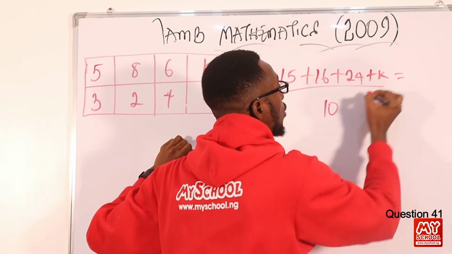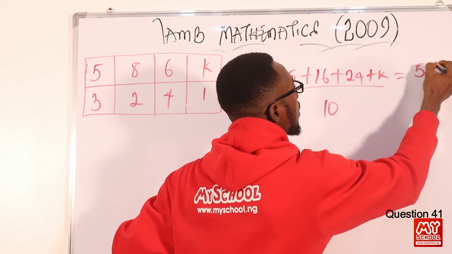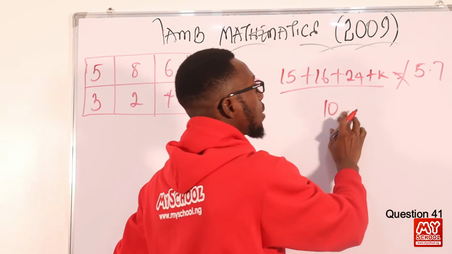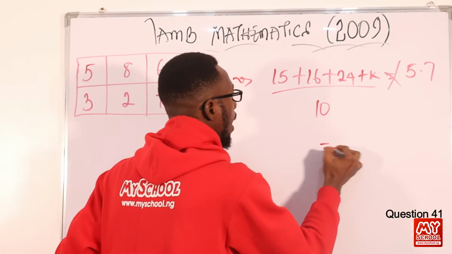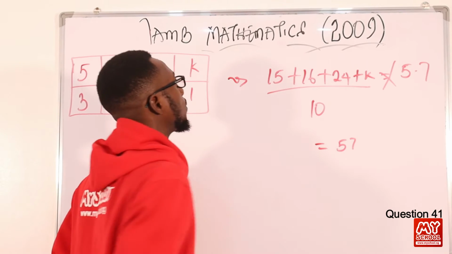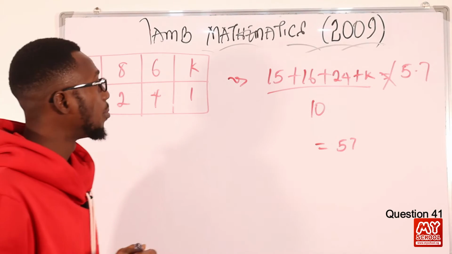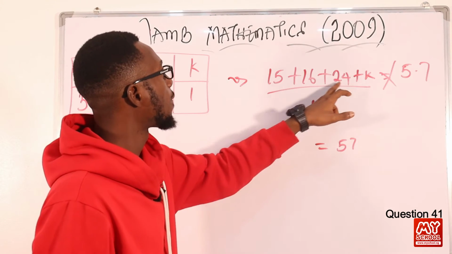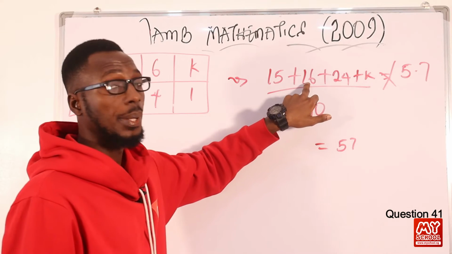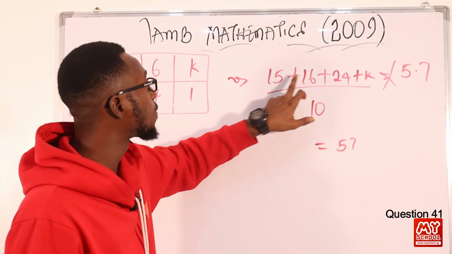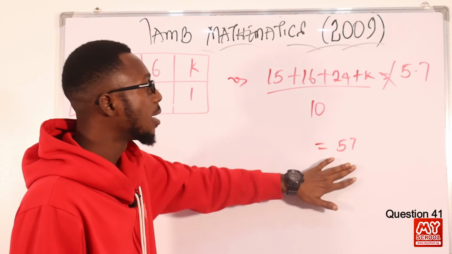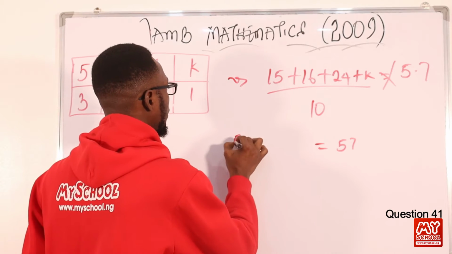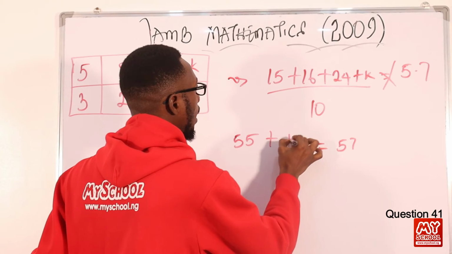Then they have the average or the mean of 5.7, so I can cross multiply. So 10 times 5.7, that is 57, right? So I have 57. So let's add up what we have in the numerator. So 24 plus 16, that is 40. 40 plus 15, that is 55. So I have 55 plus k equals 57.